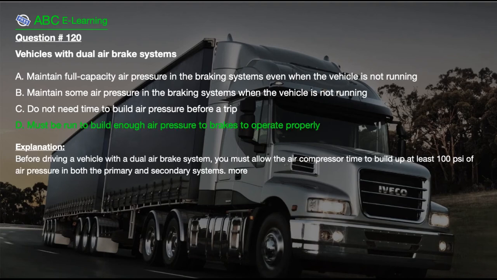The correct answer is here, D. Must be run to build enough air pressure to brakes to operate properly. Explanation. Before driving a vehicle with a dual air brake system, you must allow the air compressor time to build up at least 100 PSI of air pressure in both the primary and secondary systems.